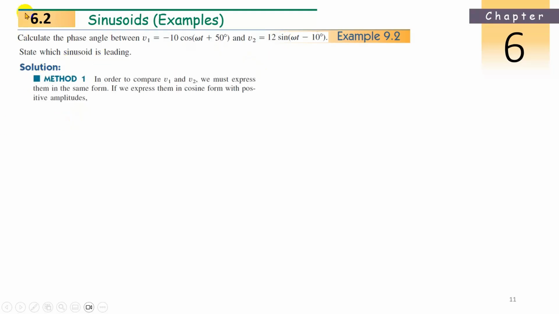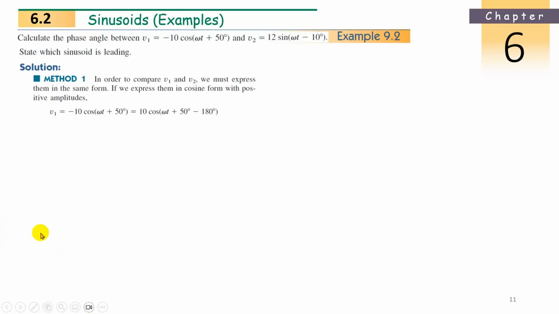We have 3 methods. First method: in order to compare V1 and V2, we must express them in the same form. If we express them in cosine form with positive amplitudes, then the amplitudes also we have to change. Now, V1 is minus 10 cos(omega t plus 50). With positive amplitude, instead of minus 10, I will write 10. Then this minus will go inside as minus 180 degrees. If you change the amplitude from minus to plus, 180 degrees it will push.